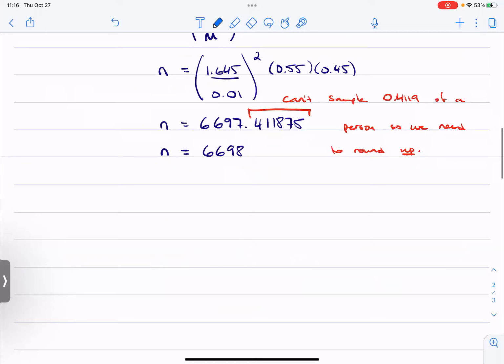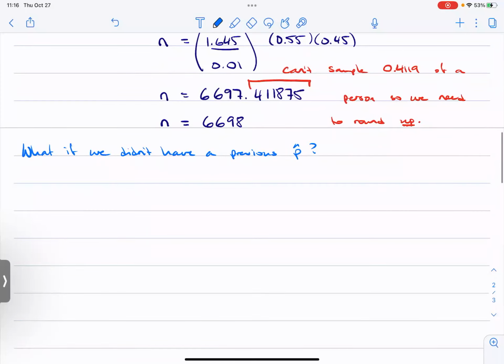Okay, so what if we didn't have a previous p hat? Then we're going to use P star equal to 0.5.